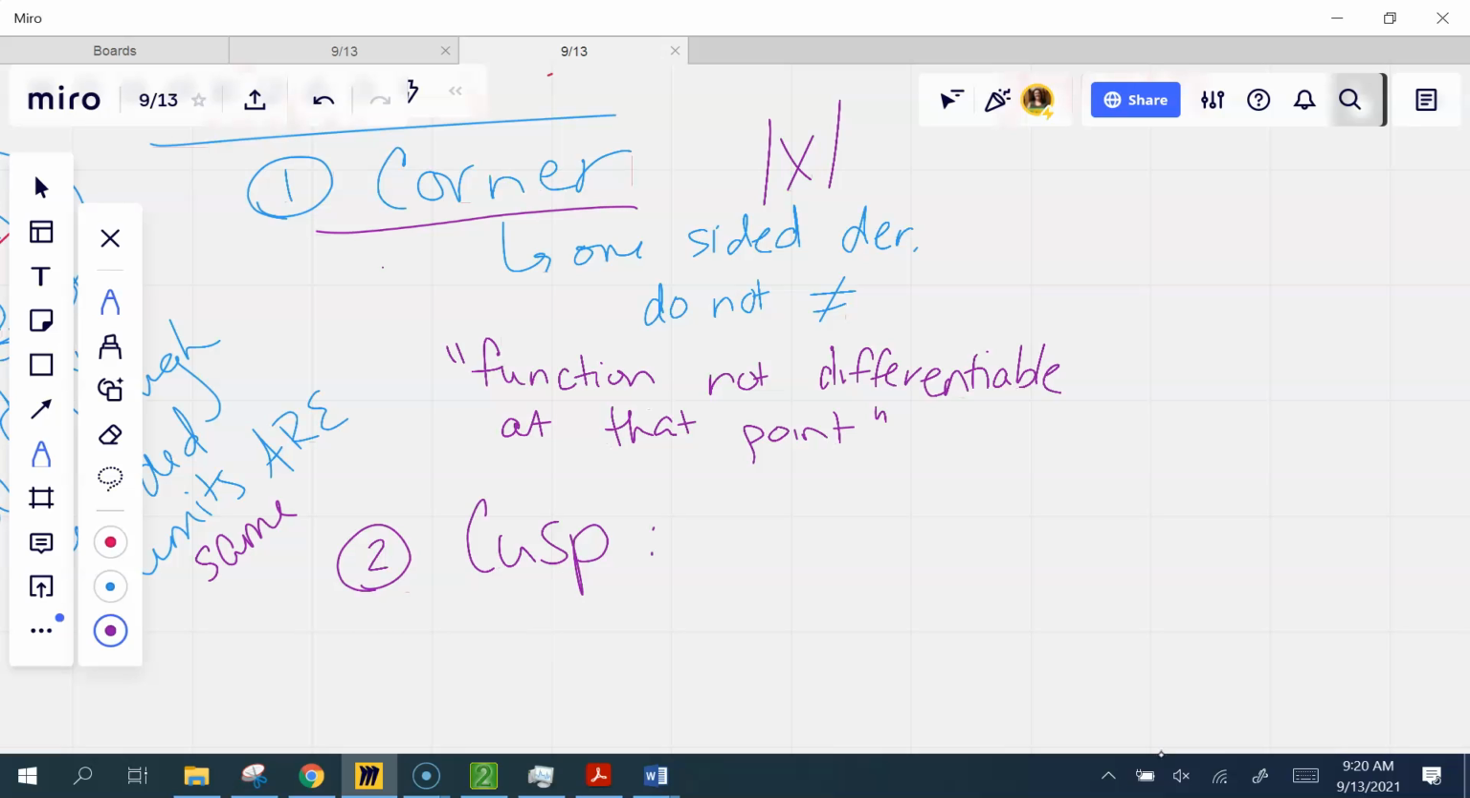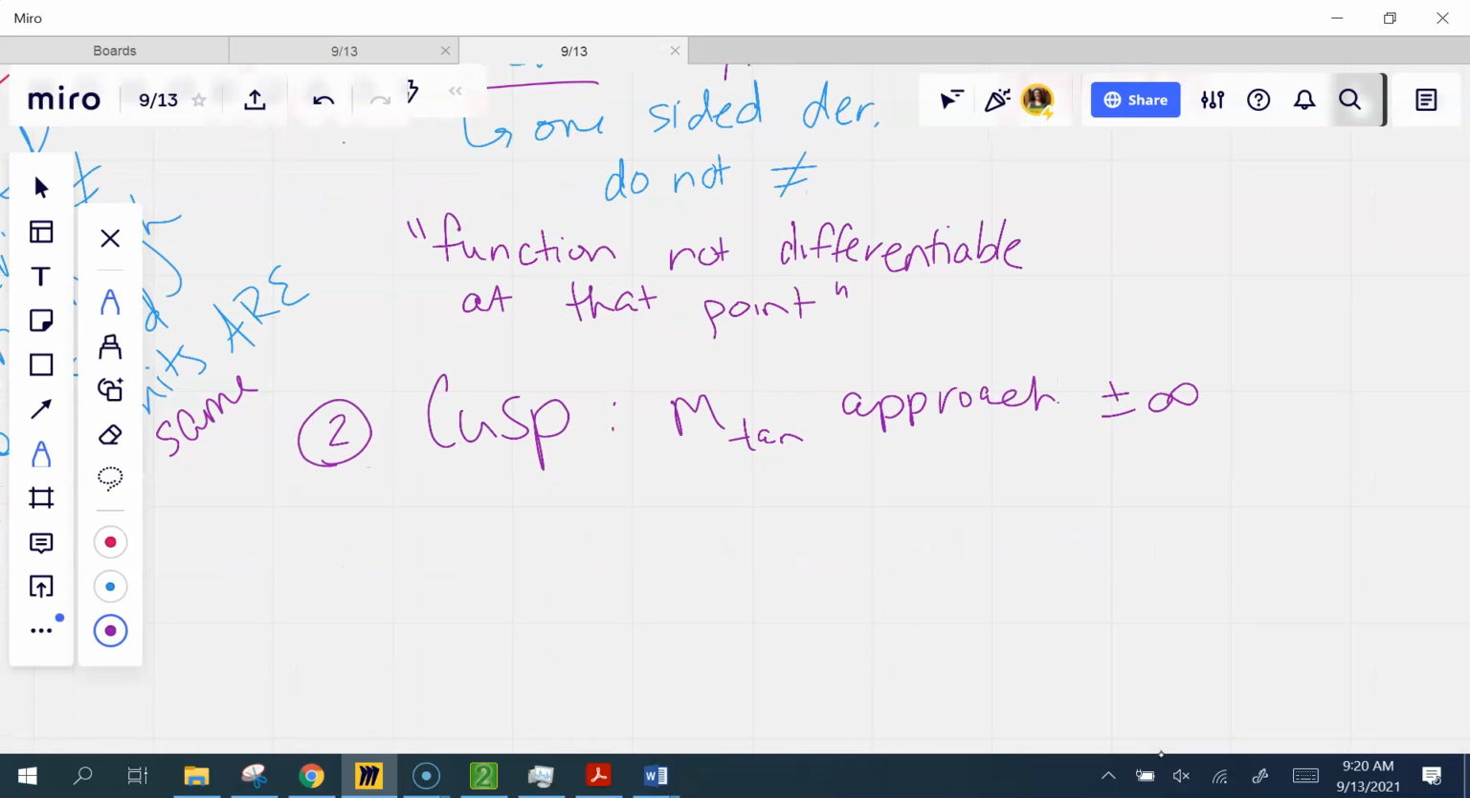The formal definition here is where the slopes of the tangent lines approach either positive or negative infinity as you look at a certain point. And when you see it, it makes sense; just trying to define it doesn't make much sense. These are mostly our rational exponent functions, something like x to the 2/3.